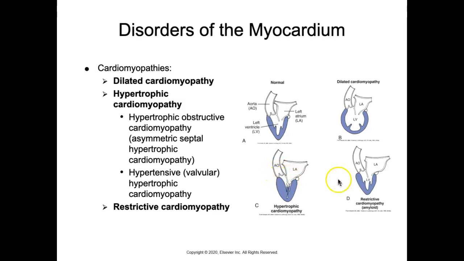And lastly, we have restrictive cardiomyopathy, and this is characterized by stiff fibrotic ventricles with impaired diastolic filling. So here our systolic function and wall thickness are normal, but the myocardium is becoming rigid and non-compliant. So these patients typically are suffering from right heart failure with systemic venous congestion.